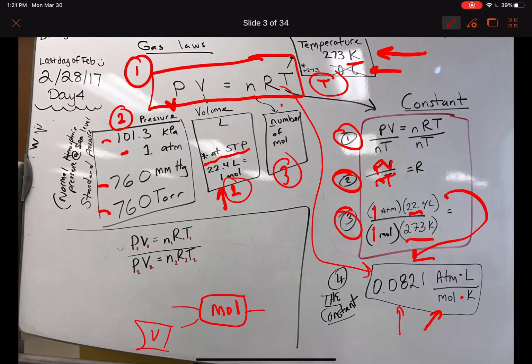Okay, another thing that's really important on this page is down here, where I have PV equals nRT over PV equals nRT. You can see the top one has a bunch of 1s and the bottom one has a bunch of 2s. That's because the top one is the initial and the bottom one is your final. We'll talk more about that when we get into it.